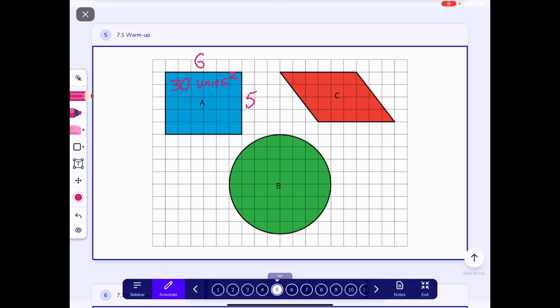How about C? Well, C, recall from 6th grade, is a parallelogram, and a parallelogram is also base times height. And the base and height are perpendicular. So our height is 4, and our base is 1, 2, 3, 4, 5, 6. Our base is 6. That is an area of 24 units squared.